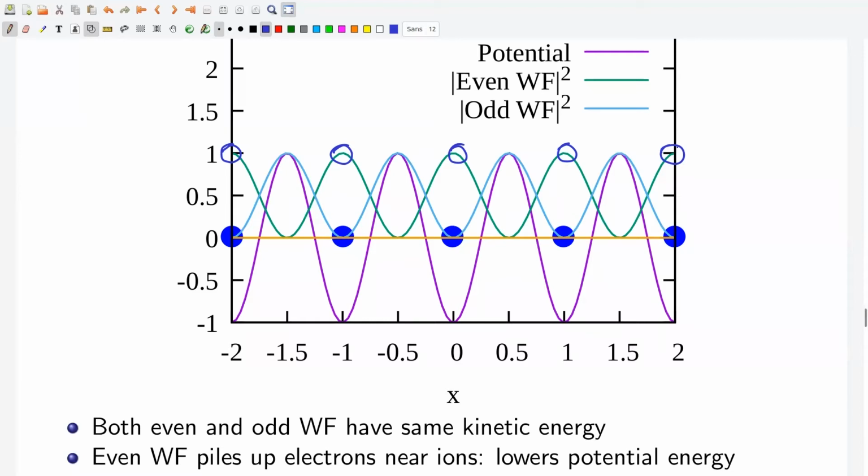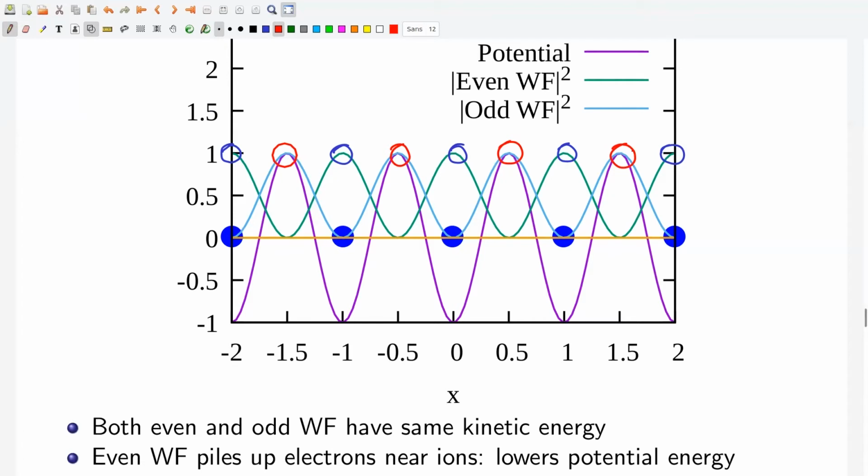On the other hand, the probability density plot of the odd wave function shows that the electron is going to be accumulated in the middle of the two lattice points. That is here. Putting the negatively charged electrons away from the positively charged atomic cores is going to raise the potential energy in case of the odd wave function.